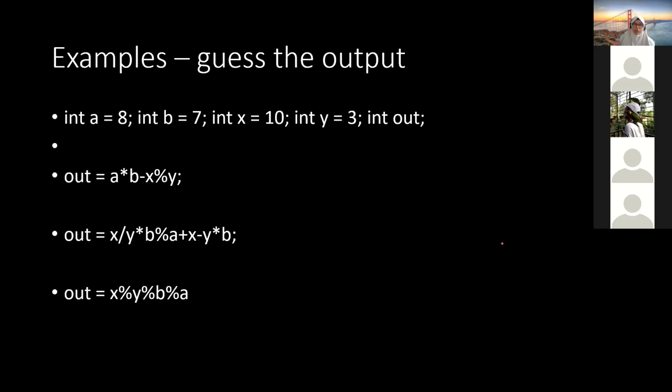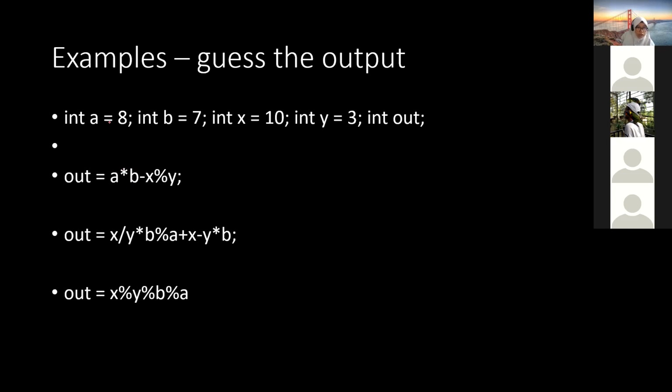Okay, now this one. Let's see this one. Guess the output. This is quite long. I think we can do this. Let me try, because we don't have much. Okay, output equals A times B minus, let me ask you about the order first. Which one is evaluated first?